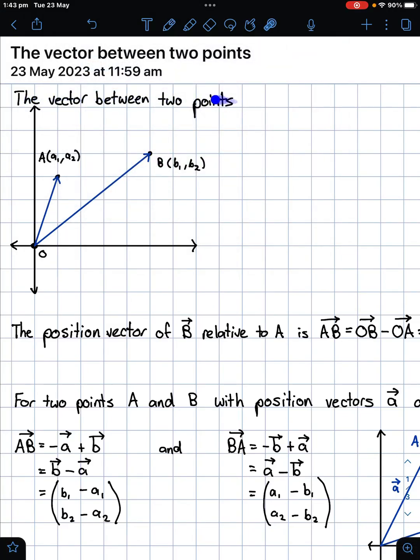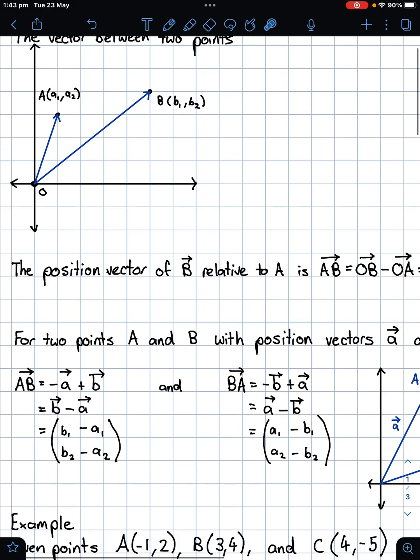Jumping into the vector between 2 points. So previously we've looked at position vectors. So we've looked at, we can make different vectors here. So if we had A in this space, it would be 1 unit across and 3 units up. B here would be 1, 2, 3, 4, 5 units across and 4 up.